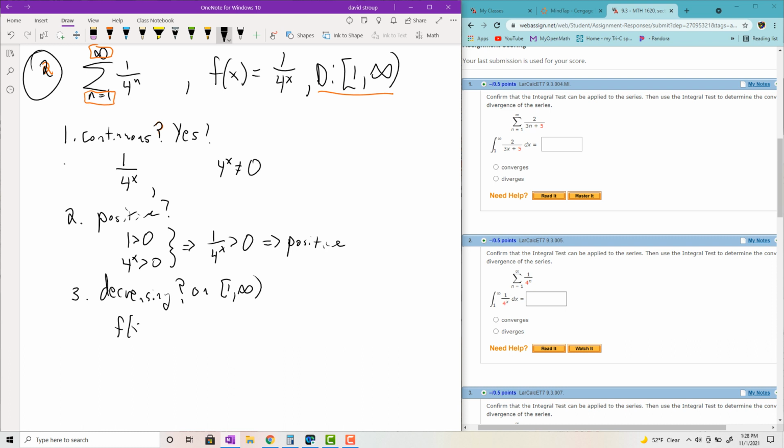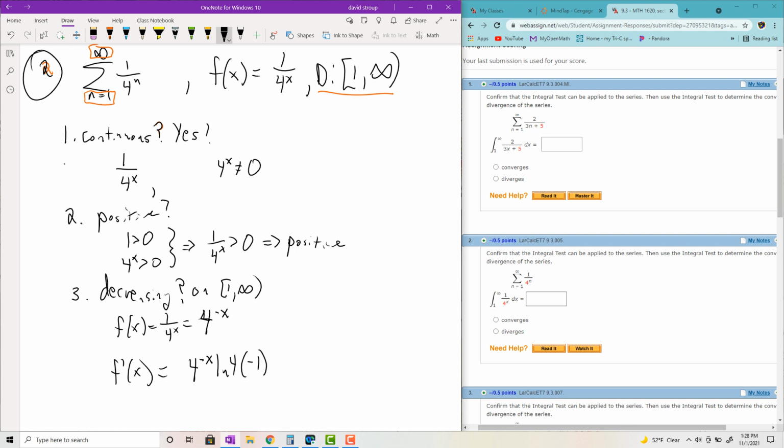So I have f of x equals 1 all over 4 to the x. For f prime of x, let's rewrite this, so this is really the same as 4 to the negative x. Okay, so f prime of x will be 4 to the negative x times the ln of 4 times negative 1.